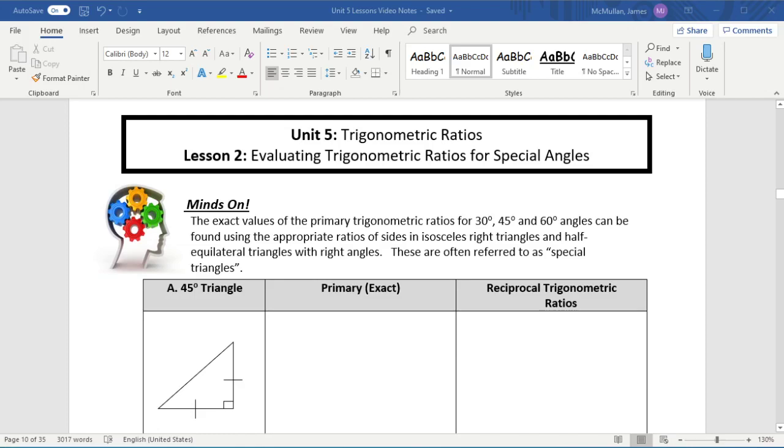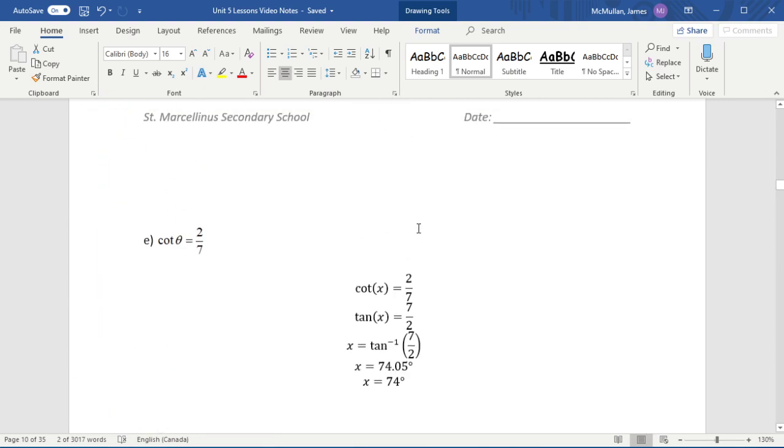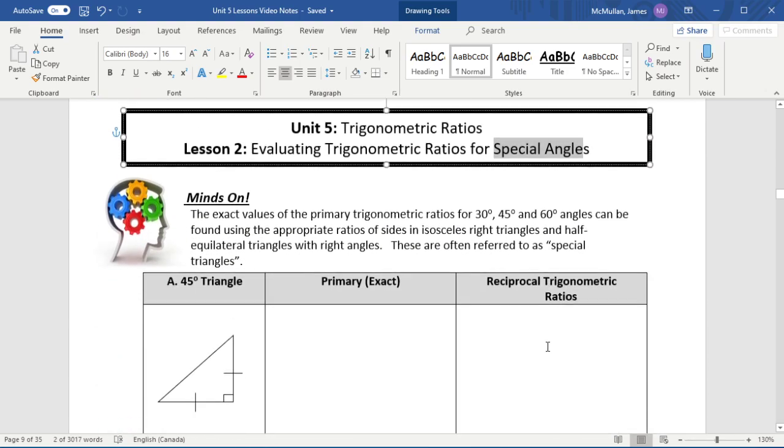The second lesson for Unit 5 is evaluating special angles. Now, obviously, with sine, cos, and tan, you're not going to be able to memorize what these functions do for a question like the ones we were doing yesterday, like what angle has an inverse cotangent of 2 over 7. To know that that angle is 74, you're never really going to be expected to know something like that.